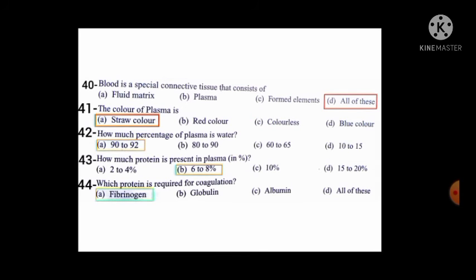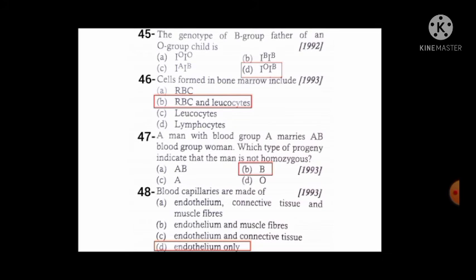Blood is a special connective tissue that consists of all of these. The color of plasma is straw color. The percentage of water in plasma is 90 to 92%, and protein present in the plasma is 6 to 8%. The protein required for coagulation is fibrinogen. The genotype of a B group father of an O group child is IOIB.